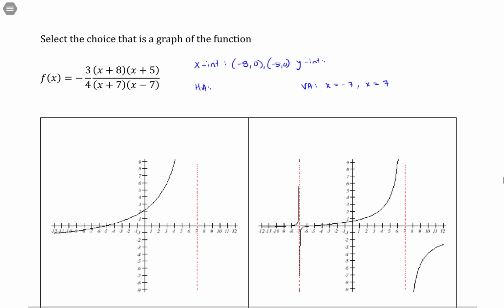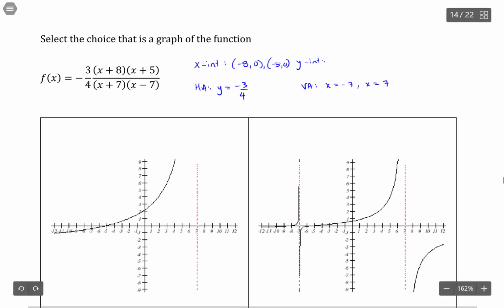The horizontal asymptote is the ratio of the leading term coefficients since our degrees in the numerator and denominator are equal. And it's already sort of set to the side for us at y = -3/4. Now the y-intercept isn't quite so easy to determine in this form, so I'll leave it off for now and see if I need it later.